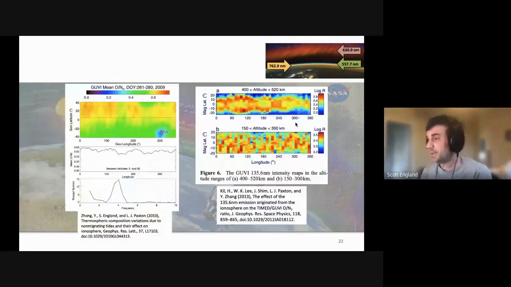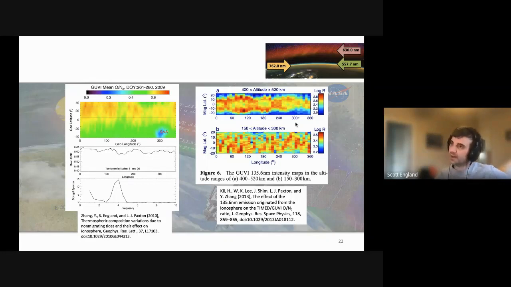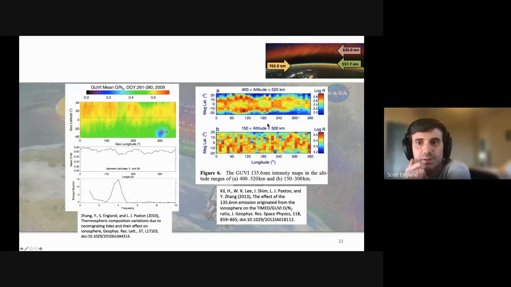The problem came when some folks dug deeper into this data that we'd looked at with TIMED. So the figure on the left is the figure I just showed you, but with all panels of it. And over on the right-hand side is another look at the GUVI data, looking specifically at the oxygen 1356, breaking it out by altitude. And what they noticed was that this wave-4 pattern is there up at the high altitudes, and it's really not there down at the low altitudes, down in this middle thermosphere region, this region where we're expecting to see the composition variation.